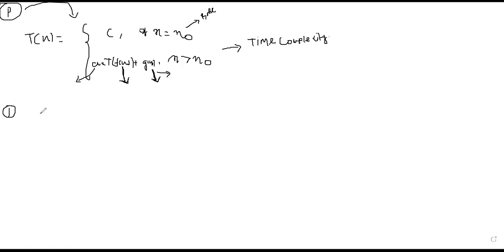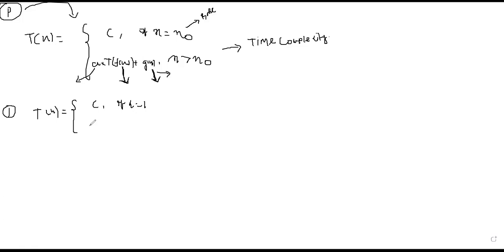Okay, so let me write. Let me discuss with a question. Suppose a recursive equation is given. Any doubt? I want to ask you, this topic is very important. T(n) equal to C if n is equal to 1. Now what is the base condition? Whenever the input size n is 1, then what is the time taken? It will be C.